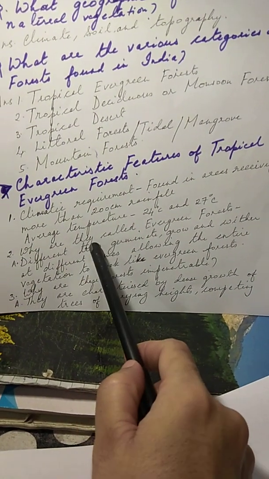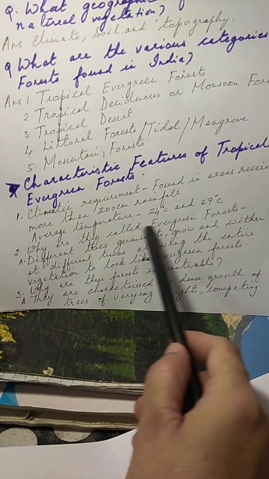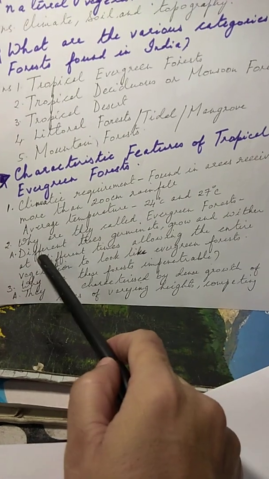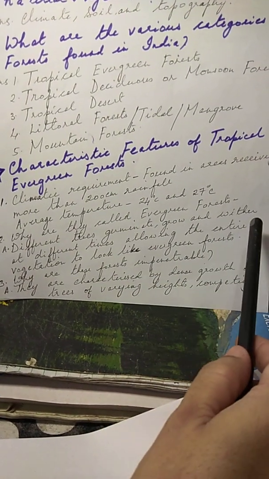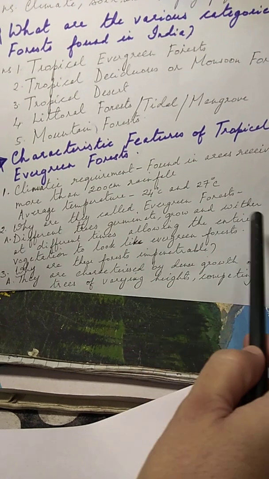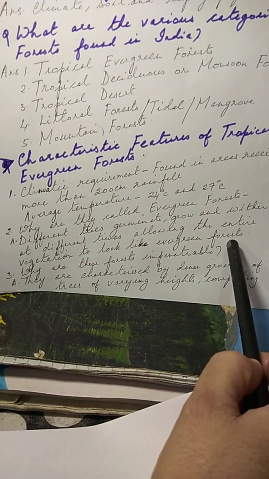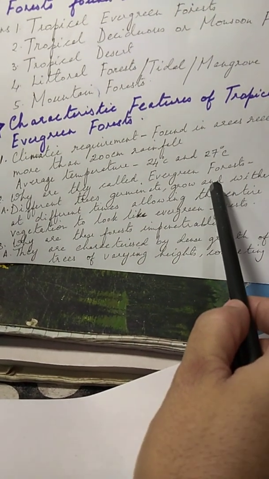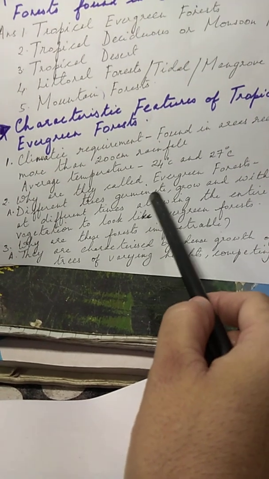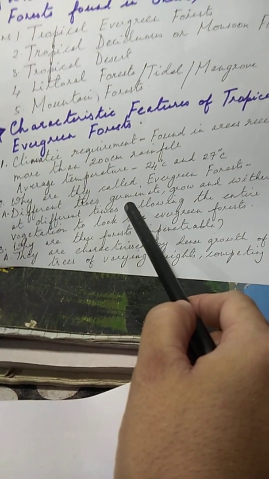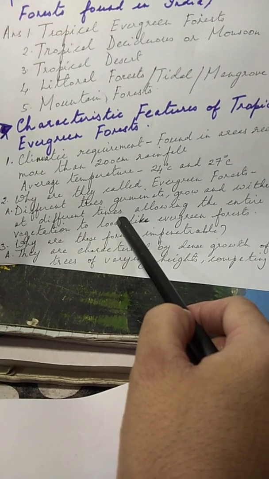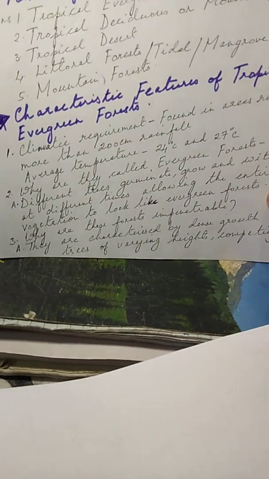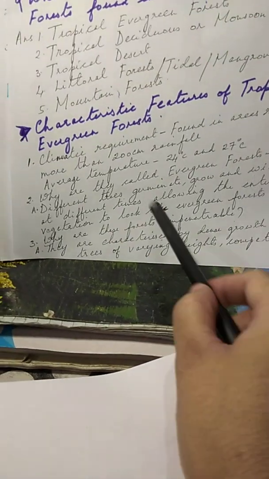Next question, why are they called evergreen forest? Why are these forests given this typical name of evergreen? It is because different trees germinate, grow and wither at different times, allowing the entire vegetation to look like an evergreen forest, and that is why in fact it is called as evergreen. There is no particular leaf shedding season of the evergreen trees. They grow and they germinate and wither at different times of the year. Therefore, the entire forest always has a few trees having foliage in them. Therefore, it gives them an evergreen look.